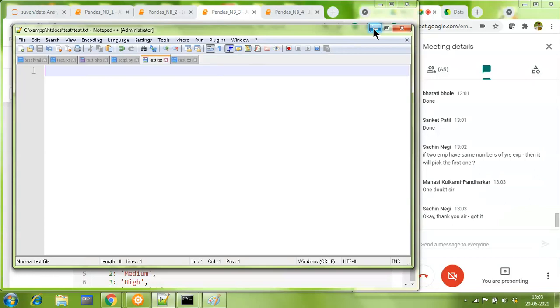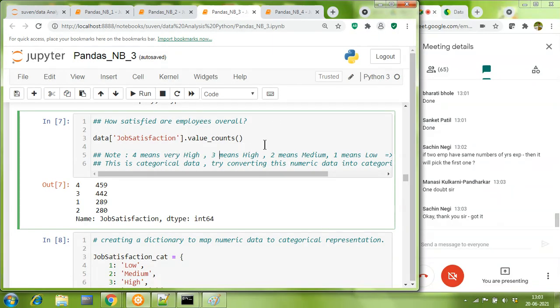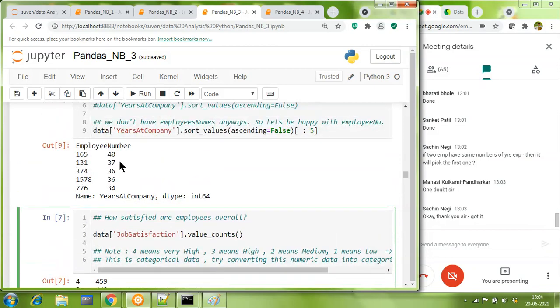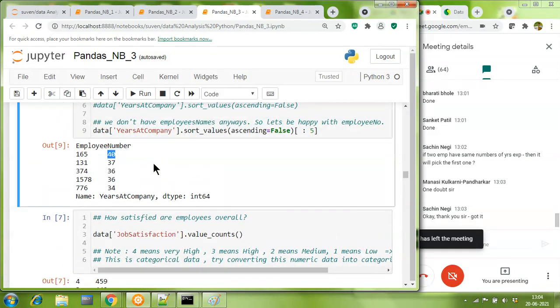Yes, sir. I have one doubt. Right now, when we got the output over here, that is the employee number, and then we have a count. If I want to give a name to this count column, like years of the company, how can I do that? So when you have only one particular column, the name is always going to come at the bottom.